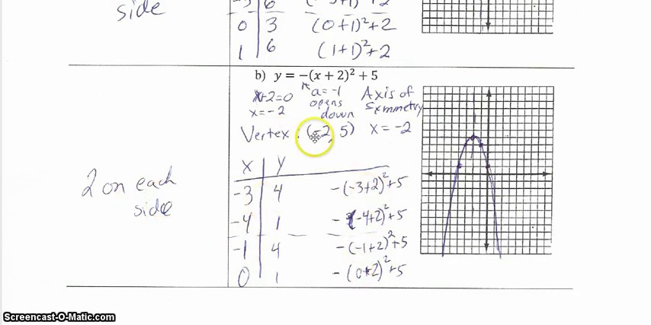Again, 2 values on each side, so negative 3, negative 4, and negative 1, 0. Again, plug them in. Negative 3 plus 2 is negative 1, squared. That's a positive 1 times a negative 1 out here. So it's actually a negative 1 plus 5. Negative 4 plus 2 is negative 2, squared is 4. So this is 4 times the negative 1. So we got negative 4 plus 5.